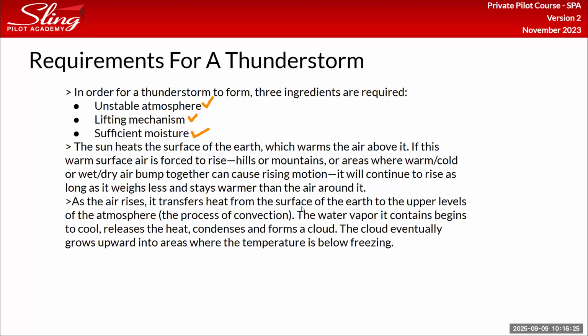Okay, so convection, like we just talked about, that's rising warm air. Water vapor begins to cool, releases the heat, and condenses and forms a cloud. We already talked about this. So convection can create, with water vapor, the lifting mechanism and sufficient moisture in the air, forming a cloud. And as the cloud continues that vertical motion, it grows upwards into areas where the temperature is below freezing. Here's the 3.